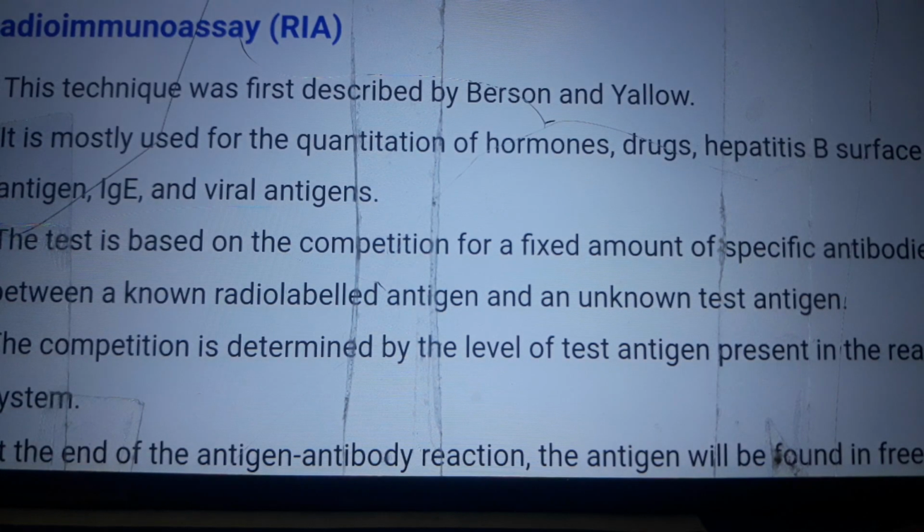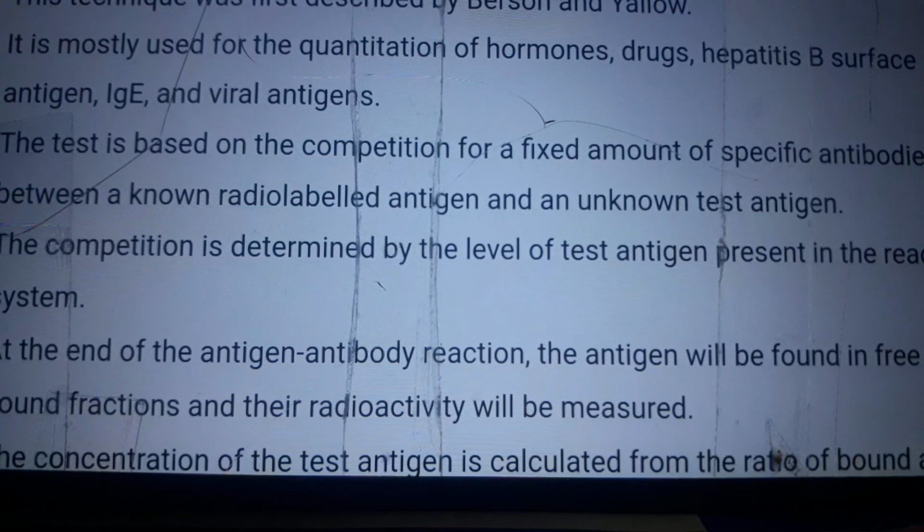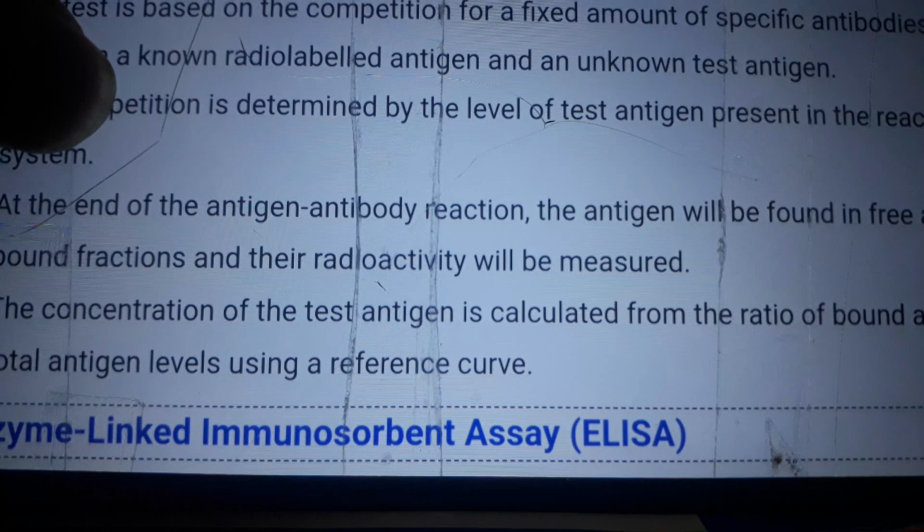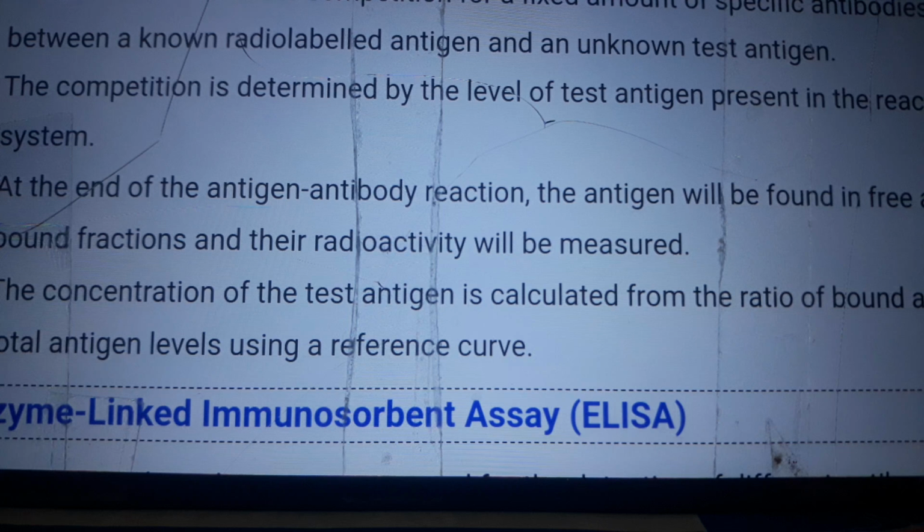Radioimmunoassay, RIA. This technique was first described by Berson and Yalow. It is mostly used for the quantification of hormones, drugs, hepatitis B surface antigen, IgE, and viral antigens. The test is based on the competition for a fixed amount of specific antibodies between a known radio-labeled antigen and an unknown test antigen. The competition is determined by the level of antigen present in the reacting system.